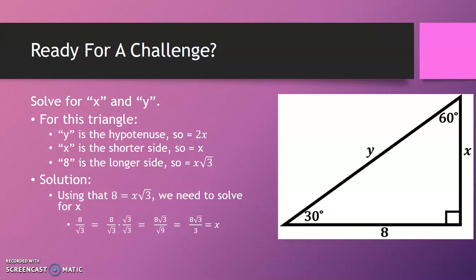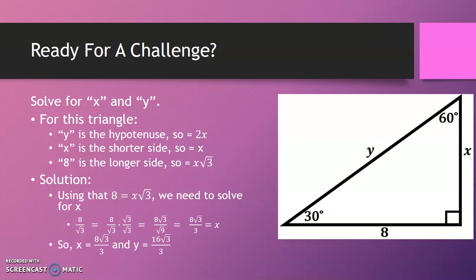On the bottom though, because 3 and 3 are both underneath square root signs, you can multiply those. And that's why I have the square root of 9, because 3 times 3 is 9. Now the square root of 9 is going to be 3. So that pops out, and so I'm left with 8 radical 3 over 3 being equal to my x.